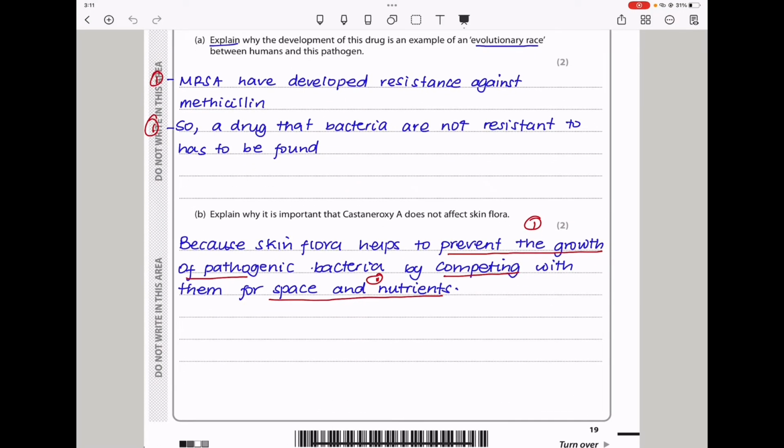The next part says, explain why it is important that Castaneroxy A does not affect skin flora. Skin flora is advantageous in outcompeting the pathogens on the surface of the skin for space and nutrients. So if they are outcompeted, then it means we're going to be free from infection. So I say that skin flora helps to prevent growth of pathogenic bacteria by competing with them for space and nutrients.